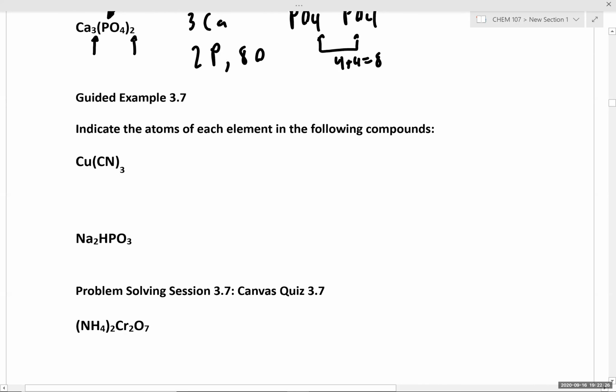So let's do an example where I'm going to count the atoms of each element in the following compounds. So in copper cyanide, I know I have 1 copper, and this 3 subscript applies to everything in the parentheses. So I draw out my 3 cyanide units, and that tells me I have 3 carbons, 1, 2, 3, and I have 3 nitrogens, 1, 2, 3. Does that make sense?